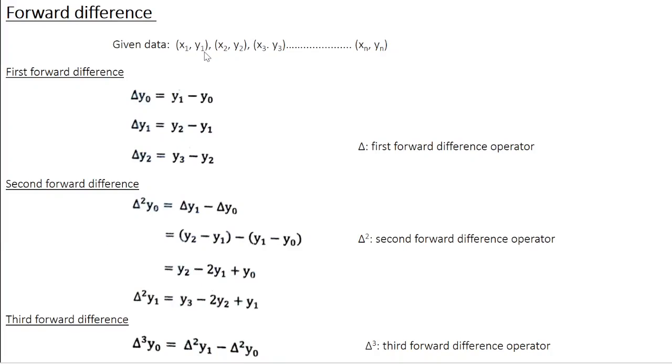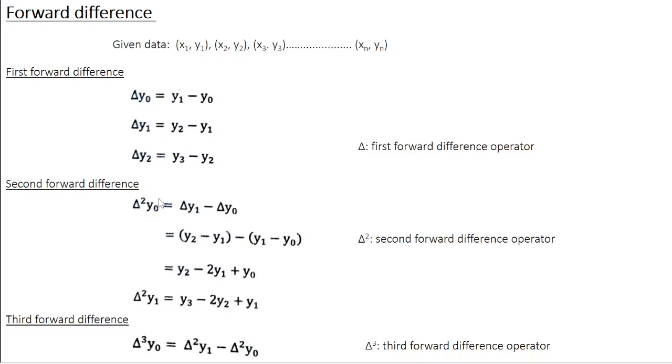Once again, you have n experimental data points, and the first forward difference is defined as the difference between two successive y values. So y1 minus y0 is the first forward difference term. The first forward difference operator is capital delta. So delta y0 is y1 minus y0. Similarly, y2 minus y1 is delta y1, and y3 minus y2 is delta y2. In the same way you find all the first forward difference terms.